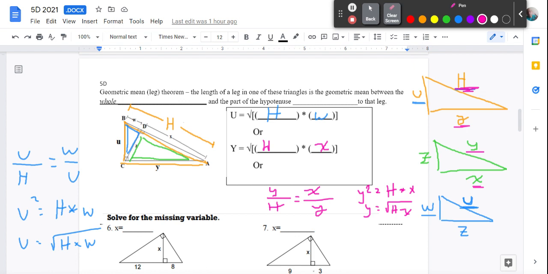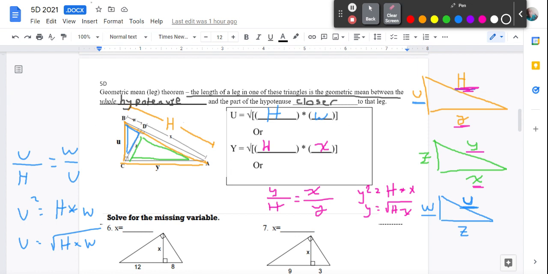All right. So what does that mean? What that means in plain simple English is that the leg in one of these little triangles is a geometric mean between the whole hypotenuse and the part of the hypotenuse that is closer to that leg.